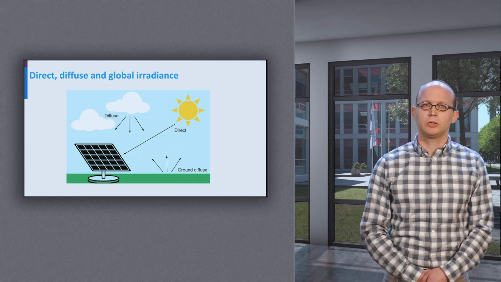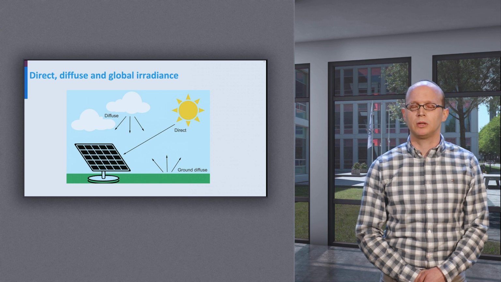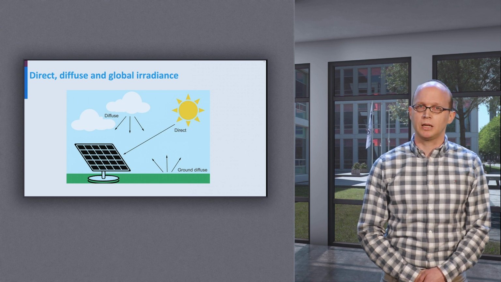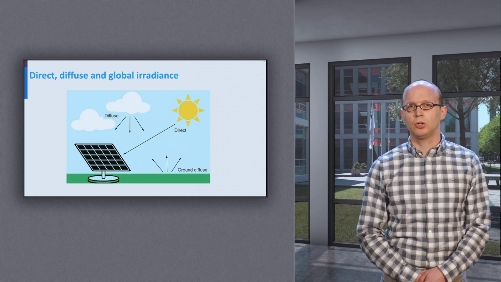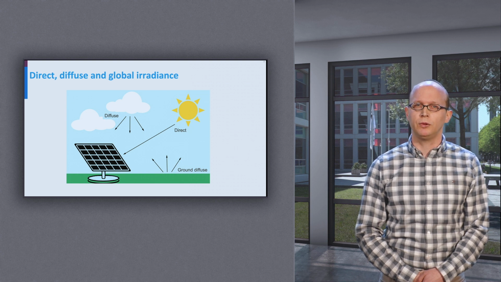Note that the spectrum I just showed is the global irradiance, which is the sum of three components. Firstly, direct sunlight coming directly from the sun, and secondly, diffuse sunlight coming from the blue sky or clouds. If we consider a tilted surface, we also need to include diffuse light reflected from the ground.